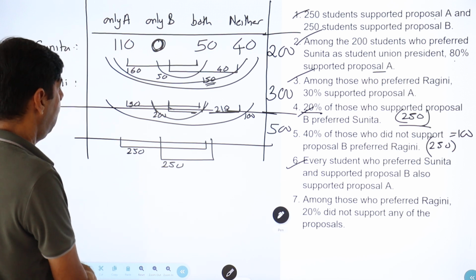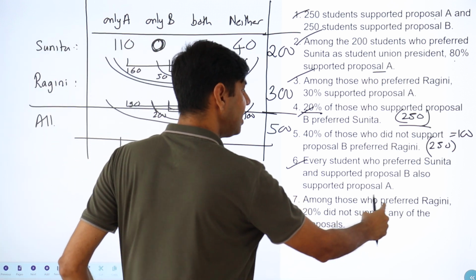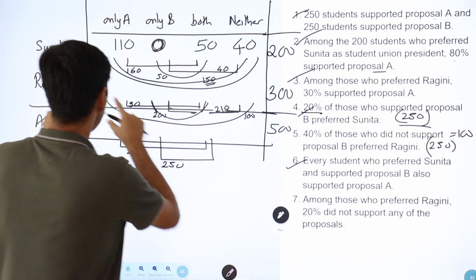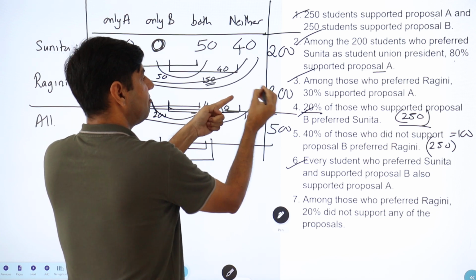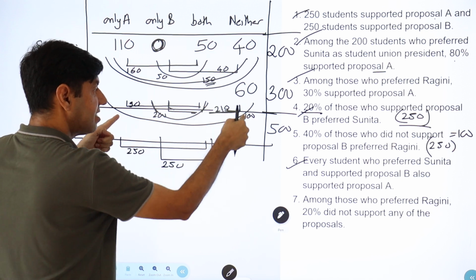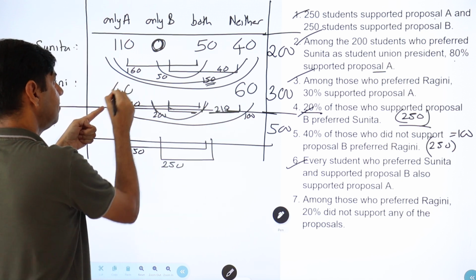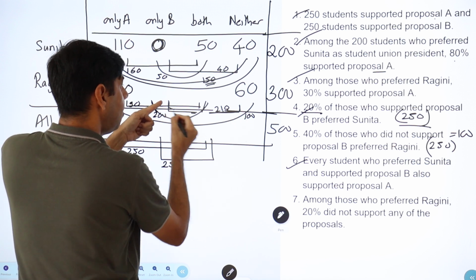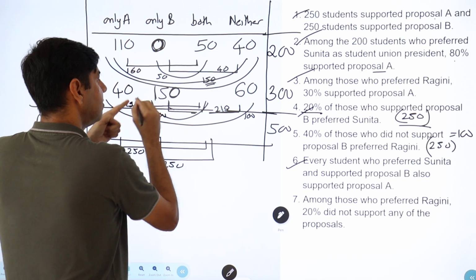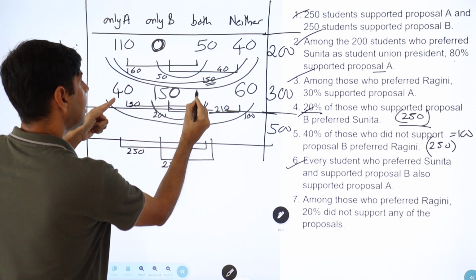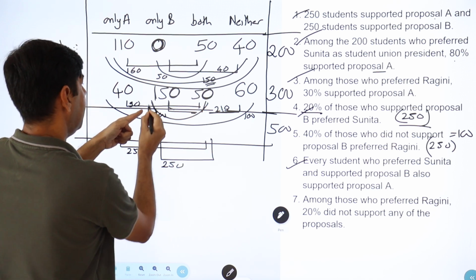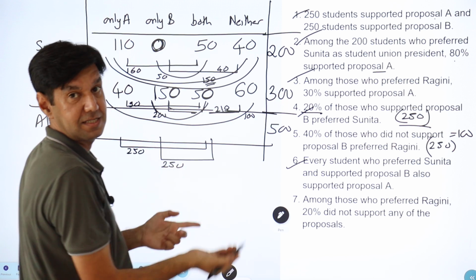Okay, one row, and let's see. Among those who preferred Ragini, 20% did not support any of the proposals. 20% of this, that is 60, did not support. The moment you get that, there are so many things. This is 100, so this has to be 40. These two have to be 210, so this has to be 150. These and this have to be 90, so this has to be your balance 50. Check this, that is 200, it matches up. Check this, it matches up.